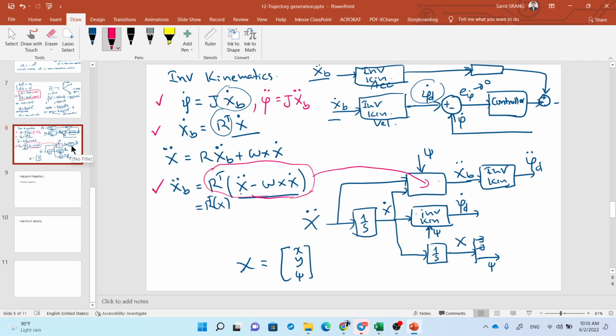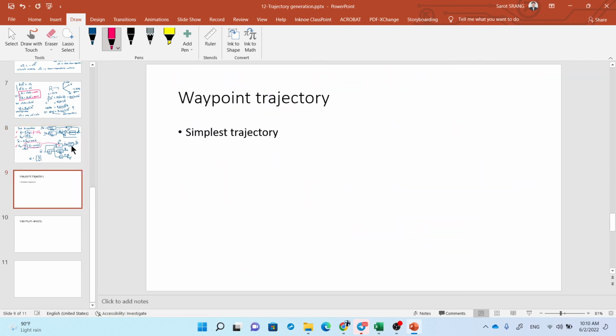Okay, so let's continue to the second part of the trajectory generation, which is waypoint trajectory. It is the simplest trajectory, because I'm going to introduce a very simple one in order to address the process of finding trajectory and analyze some weaknesses or challenges for this kind of trajectory, and then we can think further toward a better trajectory for mobile robot application.